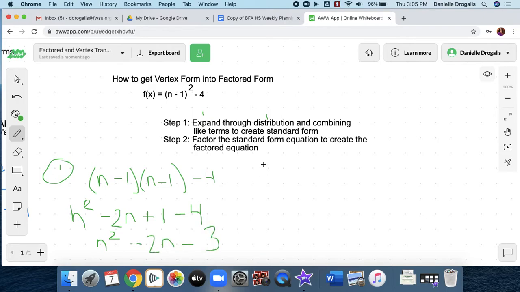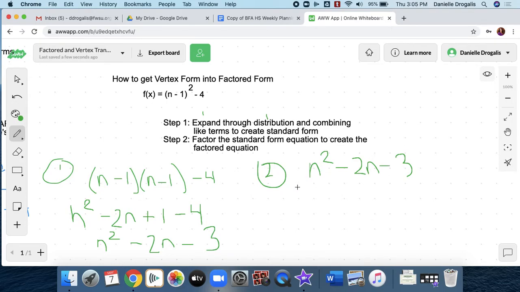Okay. Step 2, because remember, we didn't want to just get standard form. Oh, no. I got to back that up. What I just said, we are going from vertex to factored. So that's what we did. We went from vertex. This looks like it's factored, right? But we have this term here. So we had to actually distribute and combine like terms to create standard form. And now it again feels like you're going backwards, but it's because we had to consolidate the constant.